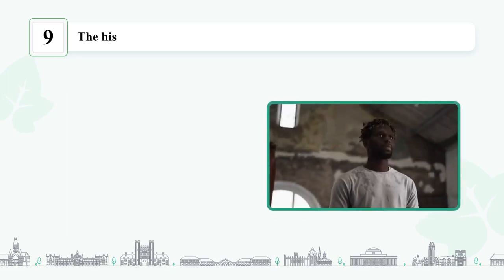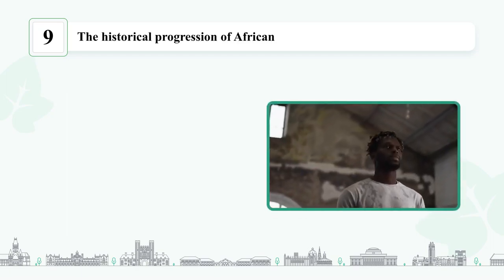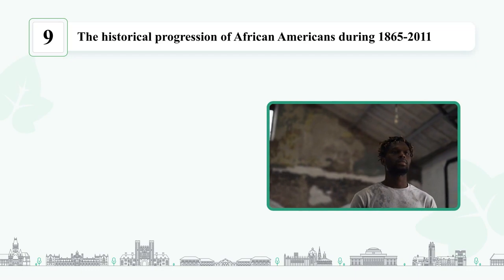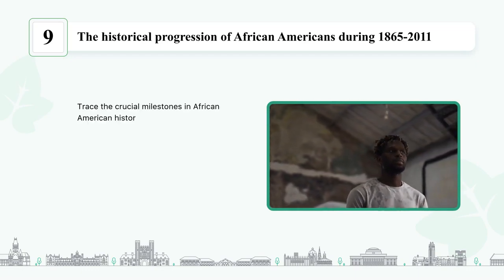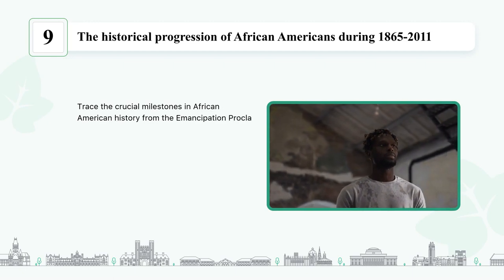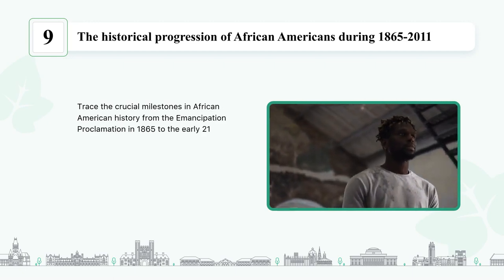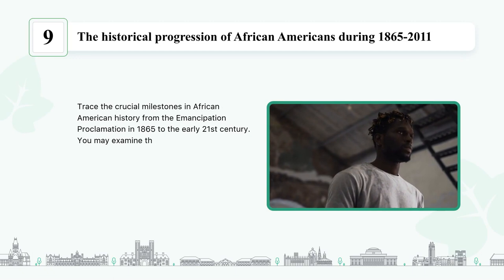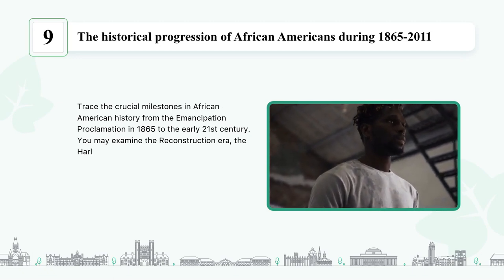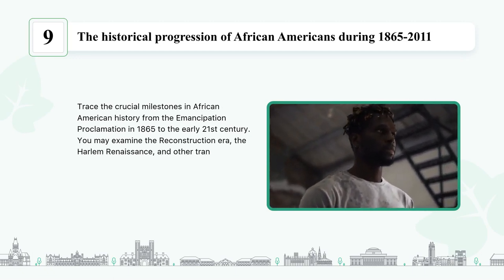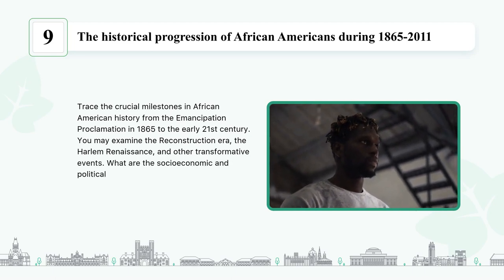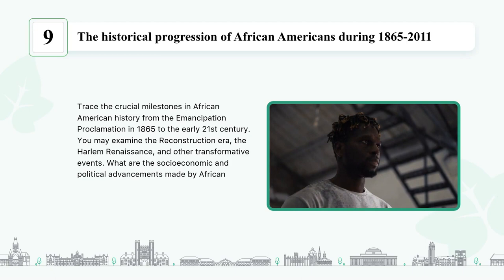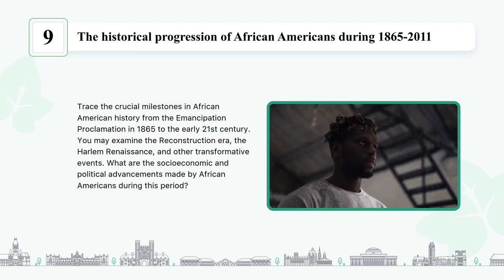The historical progression of African Americans during 1865 to 2011. Trace the crucial milestones in African American history from the Emancipation Proclamation in 1865 to the early 21st century. You may examine the Reconstruction era, the Harlem Renaissance, and other transformative events. What are the socioeconomic and political advancements made by African Americans during this period?